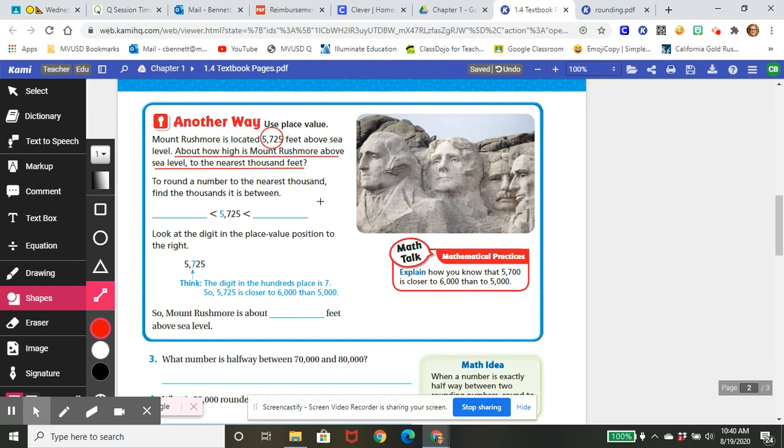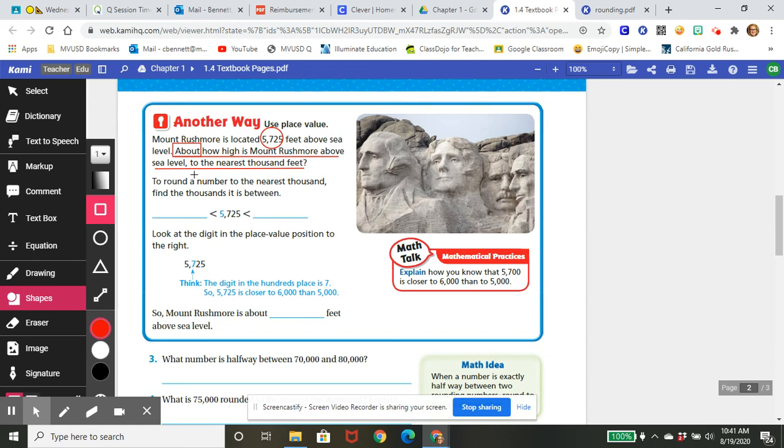I want to point out some important words here, okay? It says about how high. Whenever it says about, it wants you to find an estimate. It wants you to round. It wants you to get close to it, but not the exact number, okay? So that's an important word. About how high is Mount Rushmore? They don't want to know the exact number. They want to know, what's it close to, okay?